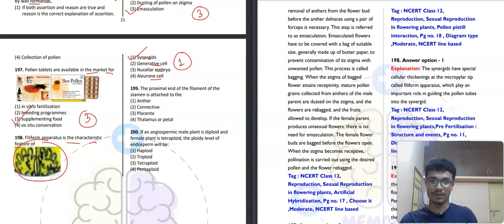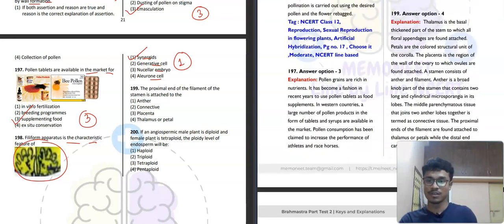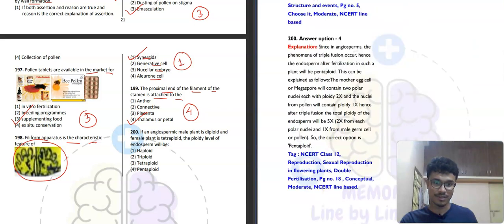Question number 199. The proximal end of the filament of the stamen is attached to the anther, connective, placenta, thalamus, or petals. The proximal end of the filament of the stamen is attached to the thalamus. The fourth option will be our correct answer. The last one, I also need to explain.